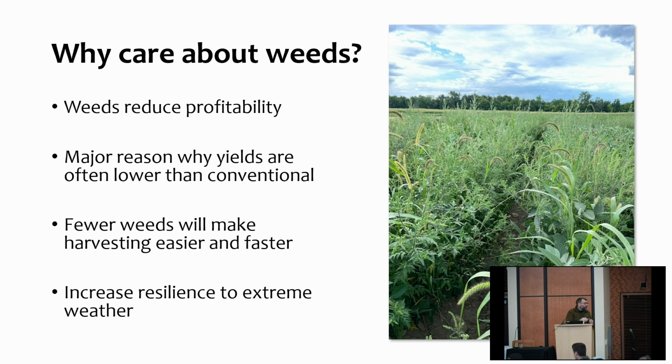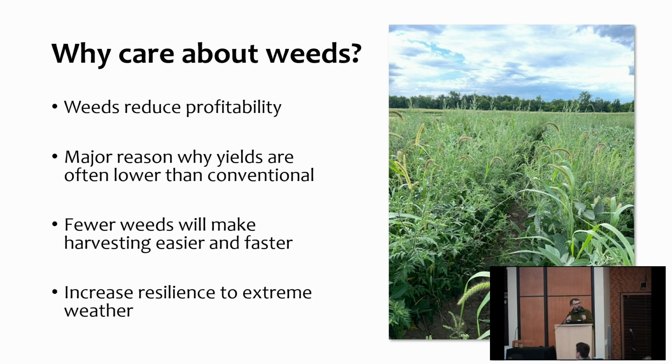Okay, so I want to make this as practical and as applied as possible. Thinking about weeds, I think it's really important. Of course, there are issues with yield, but they reduce profitability. I do a lot of work with organic agriculture, and I teach and do research. I talk with students about the yield gap between organic and conventional agriculture, and a lot of times it comes down to weeds. Weeds are a big problem, a major reason for that yield gap. I also see that when you have fewer weeds, things are a lot easier. When you're out harvesting, it's a lot easier to get through with your combine, with a lot fewer problems. And then you can also increase resilience to extreme weather.